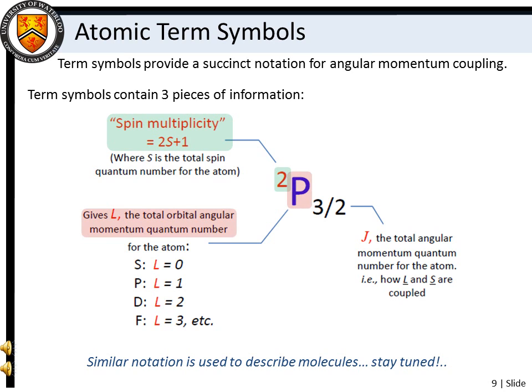The central letter provides the total orbital angular momentum quantum number. S, P, D, and F correspond with L equals 0, 1, 2, and 3, respectively. For larger values of L, the trend continues alphabetically. The subscript J value gives us the total angular momentum quantum number, which tells us how L and S are coupled. As we will see later in the course, similar term symbol notation is used to describe molecular states.